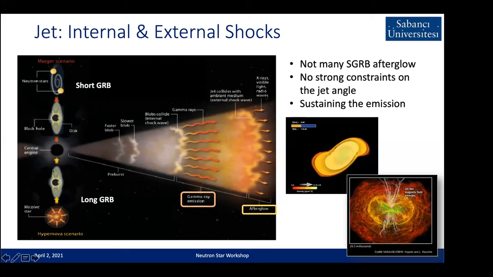And for both scenarios, because it's such a dense environment, and in the black hole or neutron star merger scenario, you have to sustain that central engine. One of the scenarios that they're suggesting is that this forms a magnetar, and then those magnetic fields can somehow sustain that radiation. I think CNEM is going to talk about that a little bit, not necessarily for short GRBs, but in general about the afterglow magnetar.